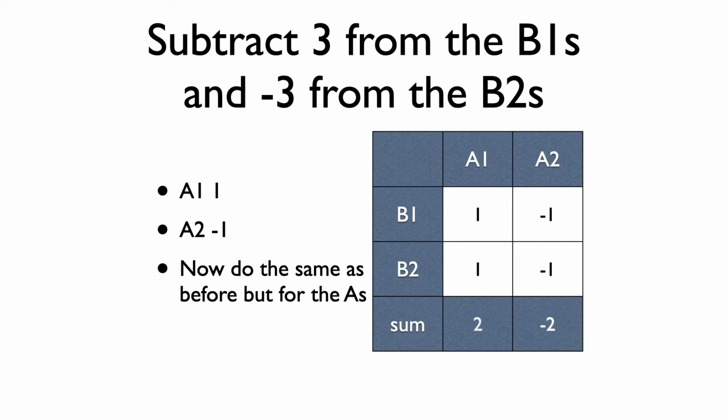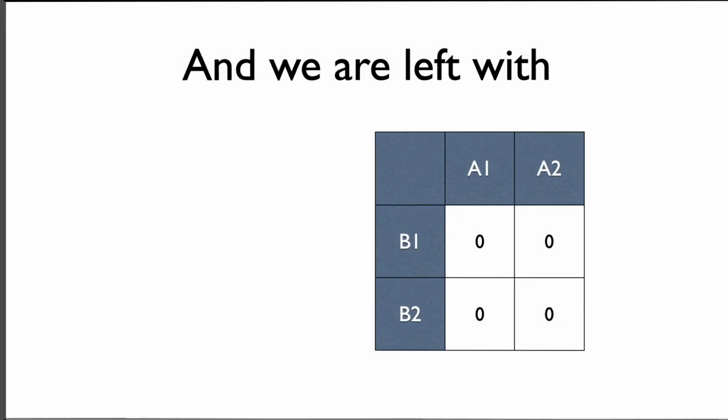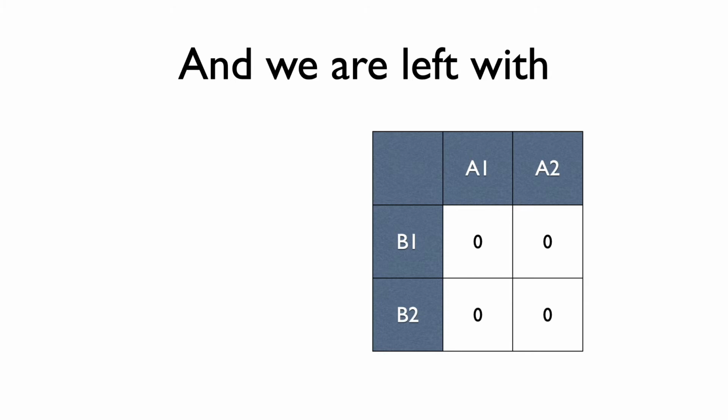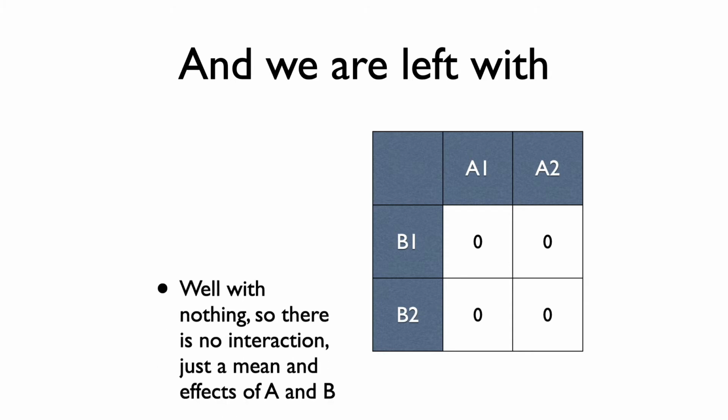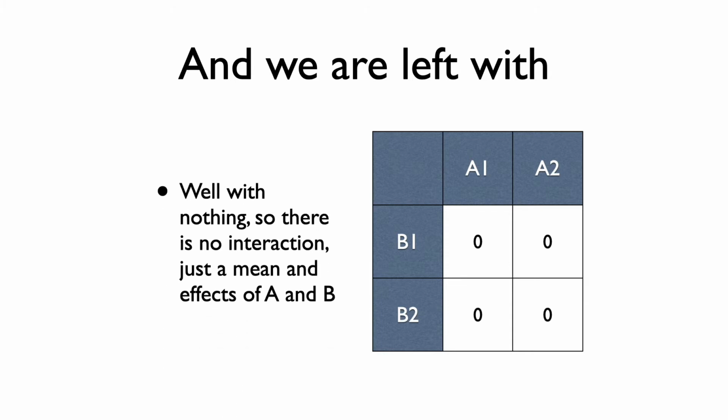Let's do the same thing as we did before, but take out the A's. We'll take out the 1s and negative 1s, the A effects. We're going to take 1 out of all the A1s and negative 1 out of all the A2s, and we're going to be left with a bunch of zeros. So this is gone. The only thing left is alpha beta, except they're all zeros. So that means we have an A effect, a B effect, and no interaction.